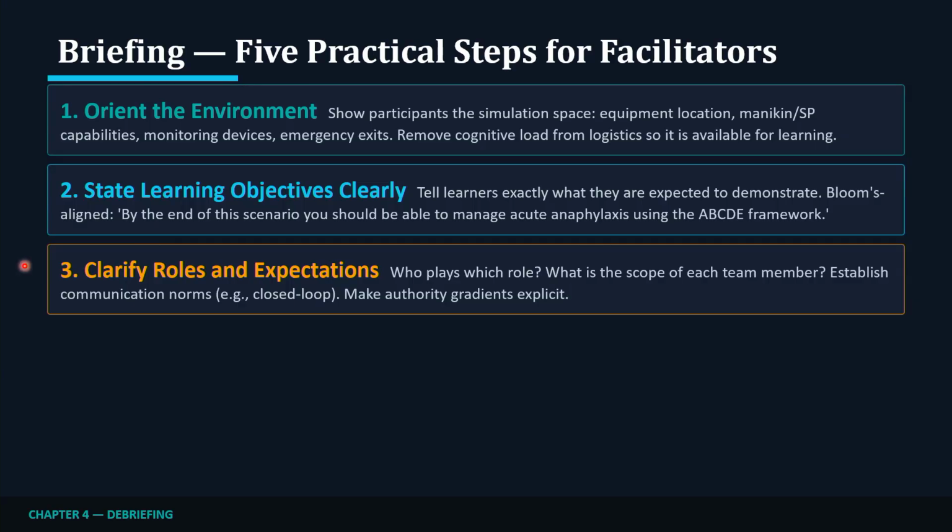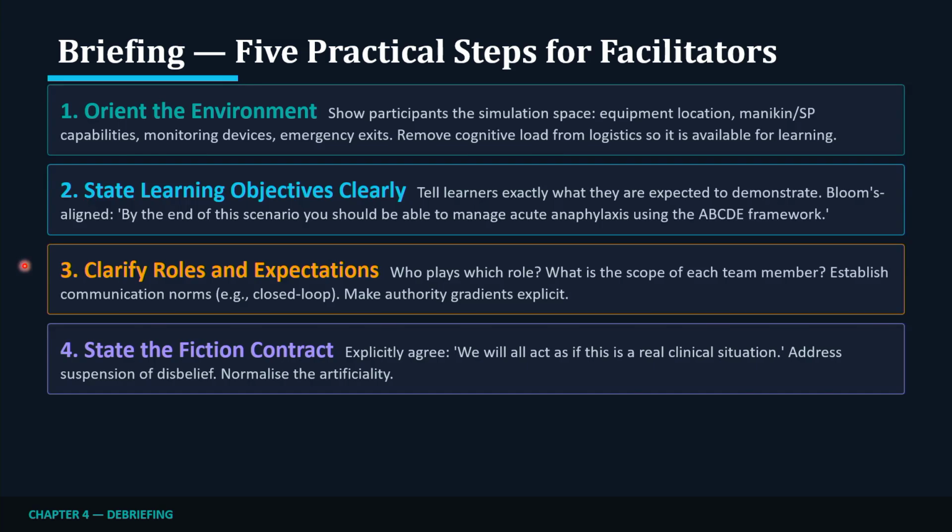Clarifying the expectations and roles. What is your role? Who plays which role? What is the scope of each team member? Establish communication norms and make the authority gradient acceptable. This is particularly important in interprofessional education simulation.